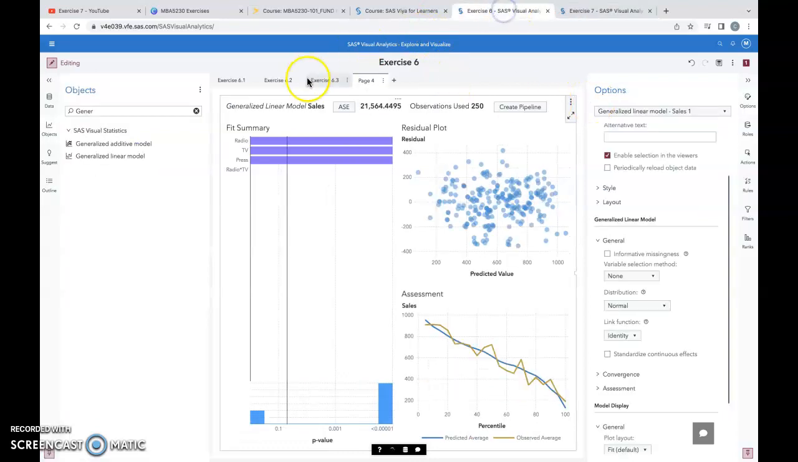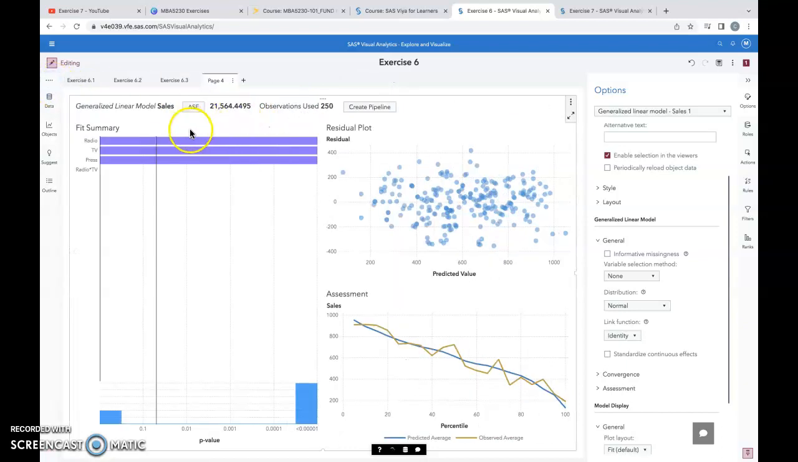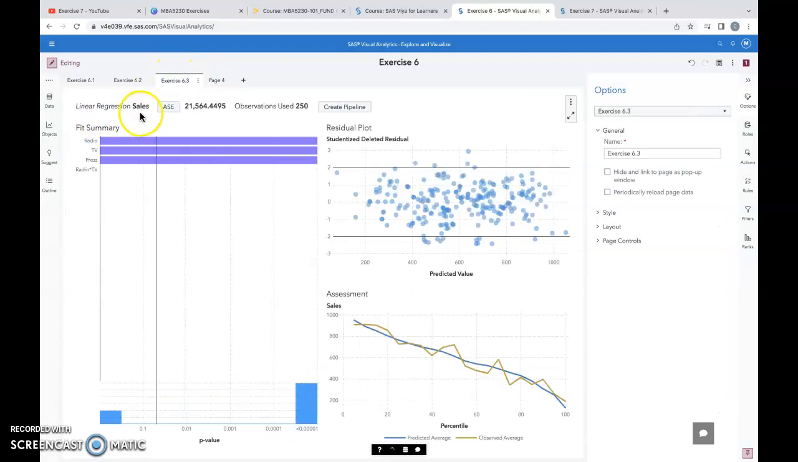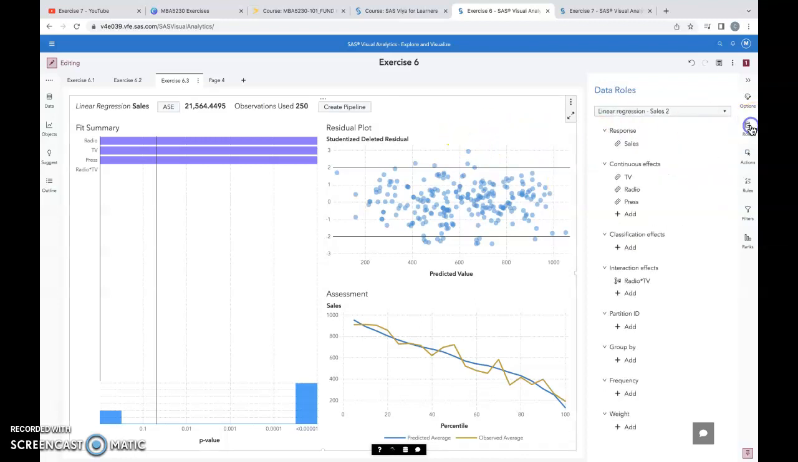And now we're going back to exercise 6. So as we can see, it wants us to recreate the house price regression model from chapter 6 using a generalized linear model. So as you can see right here, we have this, and moving from right here, we have the linear regression with sales. And moving to roles, we have the continuous effects of TV, radio, and press, and an interaction effect of radio and TV.